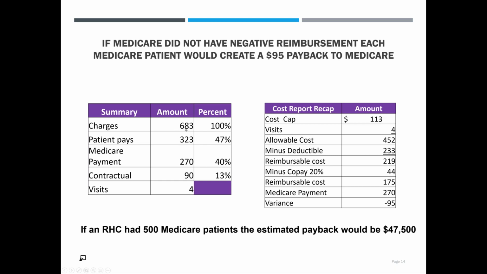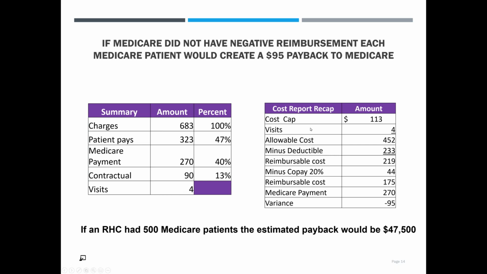Our charges were $683. We collected $323 from the patient. Medicare paid us $270. We had a Medicare contractual, which we cannot collect. We're going to have to write that off. But that turned out what looked to be pretty good for us.